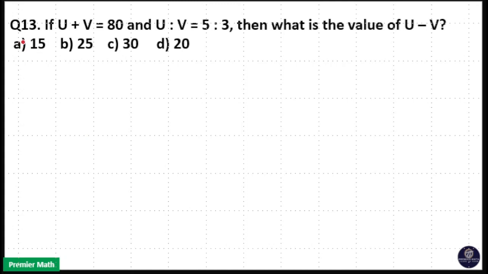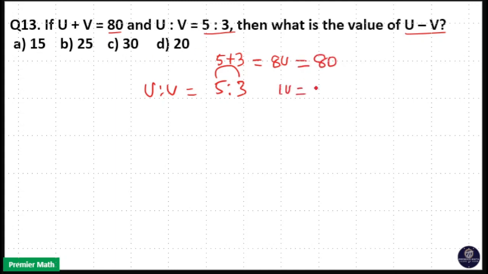Next is question number 13. If u plus v is equal to 18 and u is to v is equal to 5 is to 3, then what is the value of u minus v? Here u is to v is equal to 5 is to 3. That means u plus v is equal to 5 plus 3 is equal to 8 units. That is equal to 80.